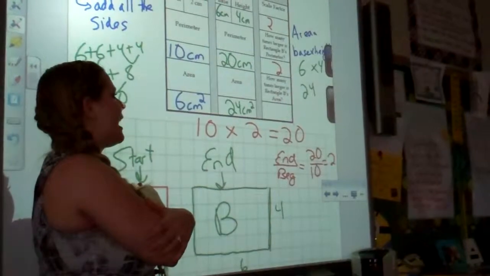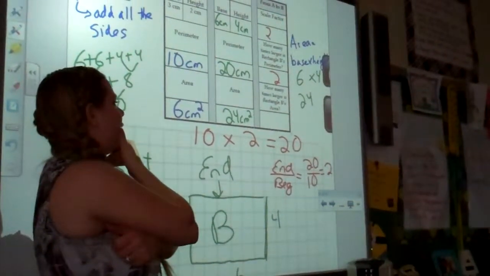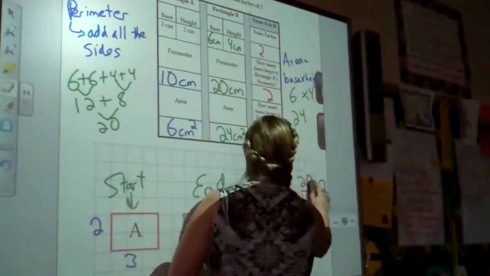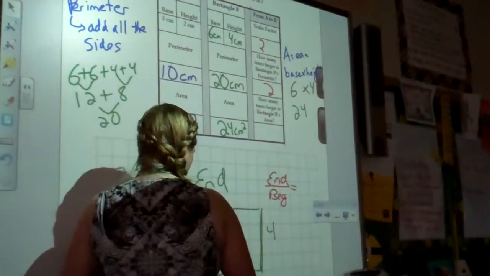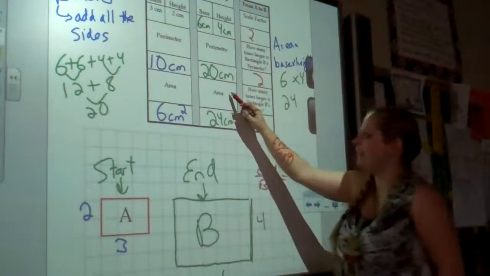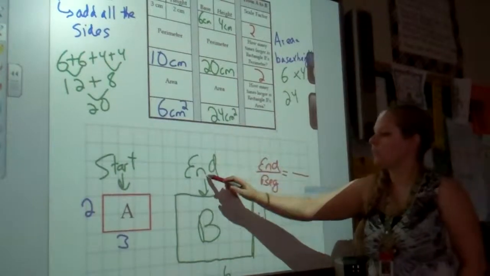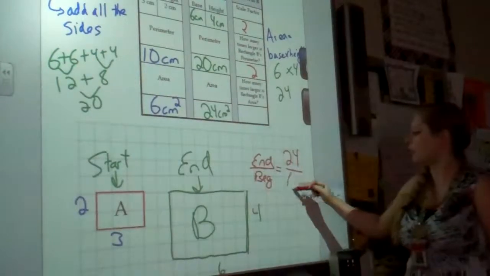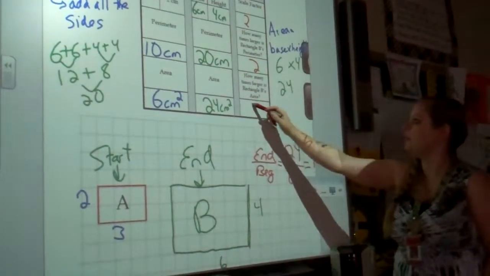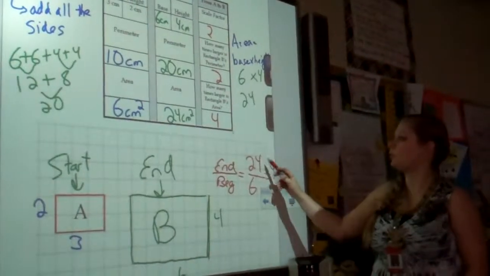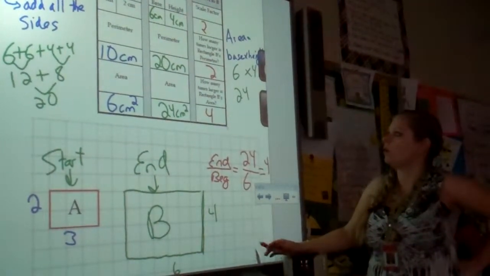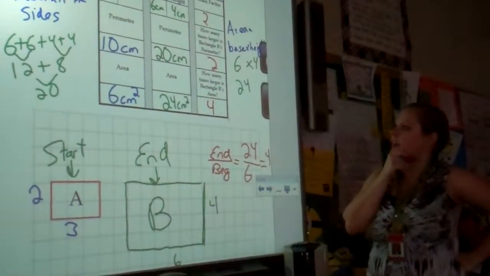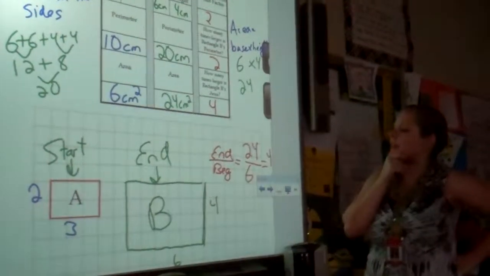Now I'm going to look at my area. How many times larger is rectangle B's area? Well, 6 to 24. Let me use my formula for scale factor. I'm ending here at my 24. They told me that's where I was ending, so 24. And I'm beginning at 6, and 24 divided by 6 is 4. So 6 times 4 gets me 24. My area of rectangle B is 4 times bigger than my area of rectangle A.